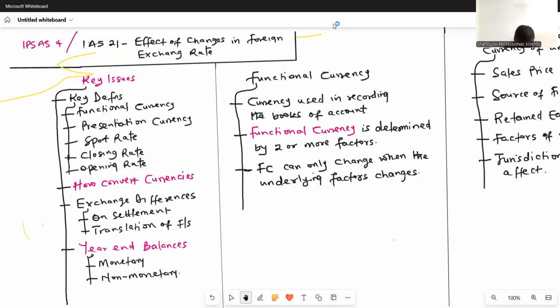Yes, sir. Okay. If that is clear, then let's look at how to convert currencies. From a higher currency to a lower currency, what do you do? From a lower currency to a higher currency, what do you do? I'm just going to use a simple approach, from class 4 or class 5 or class 3, depending on the school you attended.